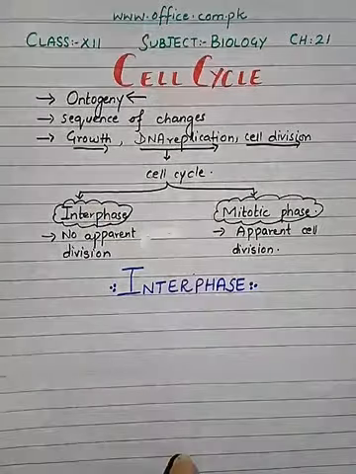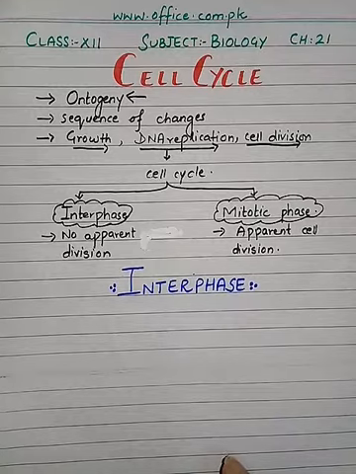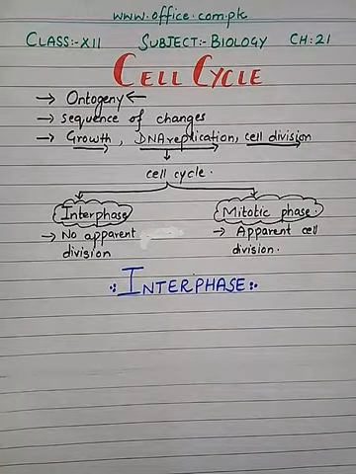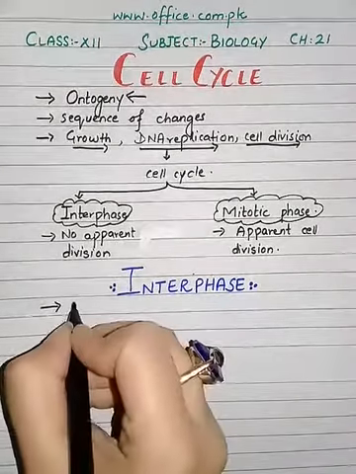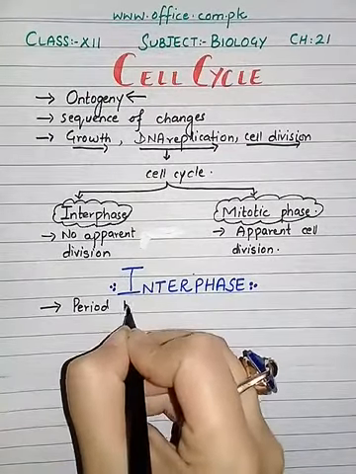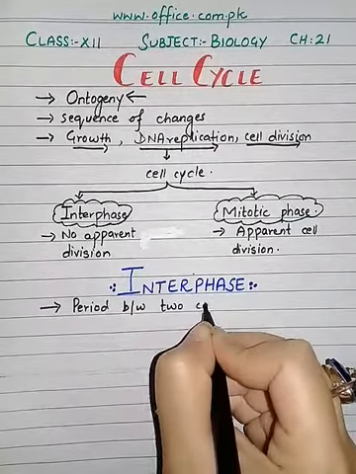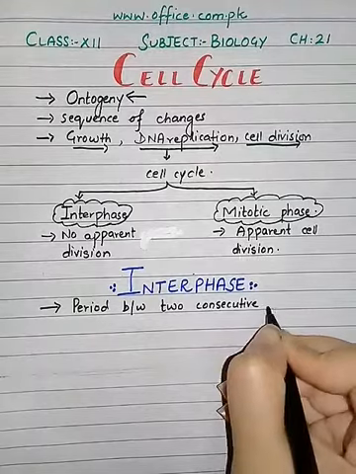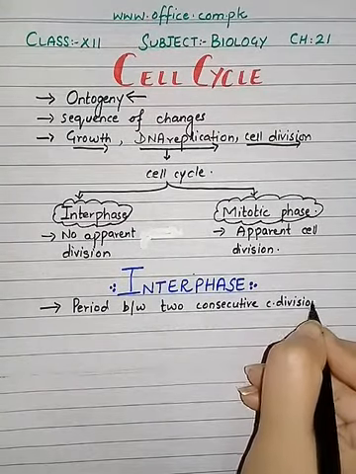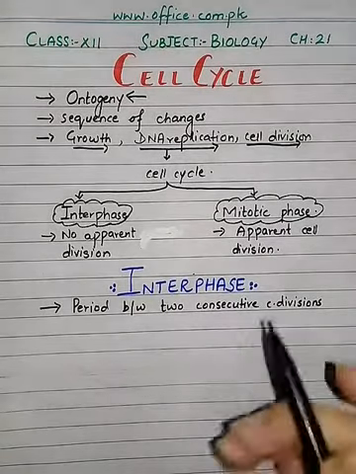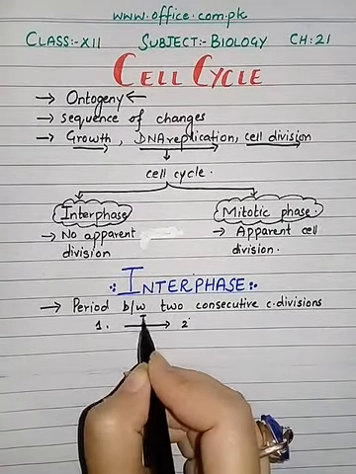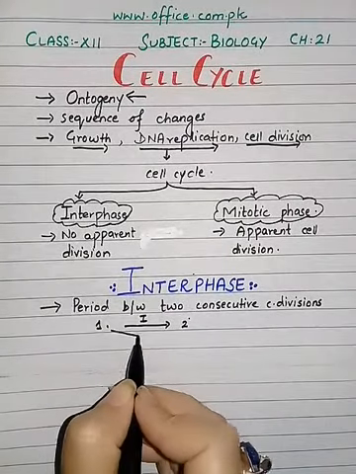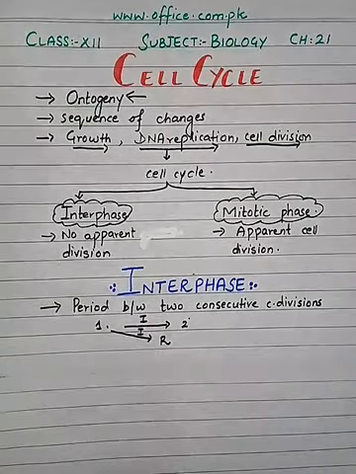Now both these phases are further subdivided into more phases, the sub phases. Okay, so we will discuss all of them one by one. First of all, the interphase. Now interphase is the period of life cycle of the cell between two consecutive cell divisions. Now let's see that, for example, one cell division is completed and the cell has to go to the second stage, then this phase will be interphase. Sometimes after first cell division, the cell will go to the resting phase, then this is also known as the interphase.